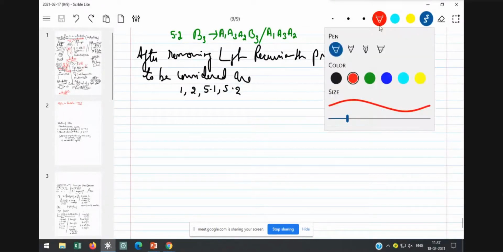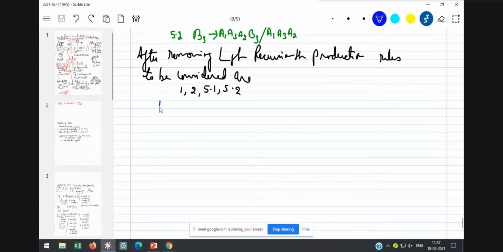So let me use a different color, blue. So production rule number 1. I'm just rewriting the previous one. A2, A3. Production rule number 2. A2, A3, A1 dash, then 5.1.